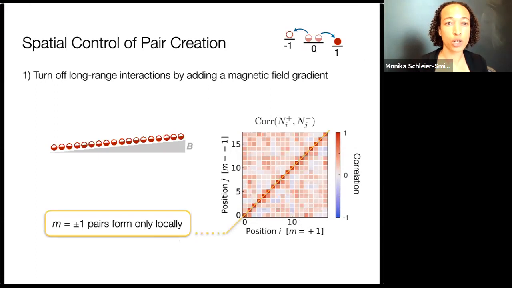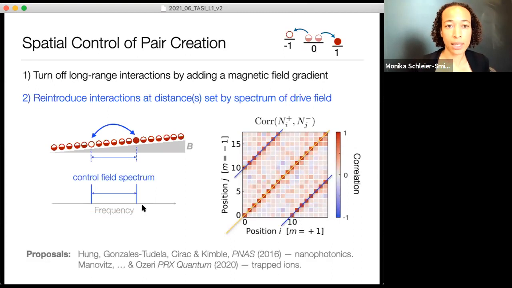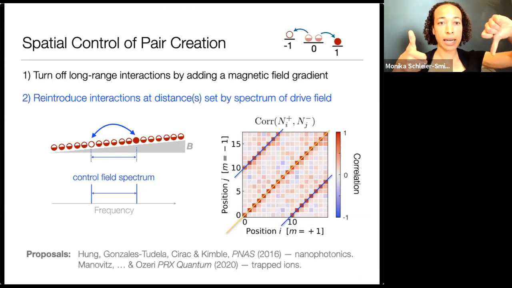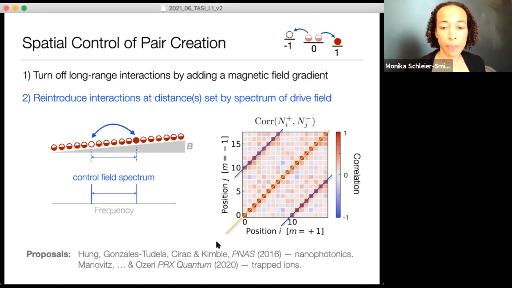And now what we're going to do is controllably reintroduce it at some distance that we get to pick. The way that we do that is, we had a control field that drives these interactions, but now we're going to send in 2 frequencies. By absorbing a photon of one frequency and emitting a photon of another, we can bridge the energy cost of creating a pair at a certain separation. So now when we measure correlations between +1 atoms and -1 atoms, you'll see correlations on the diagonal, but also at some distance that we can set by this frequency difference in our laser field spectrum. So we can turn on interactions at a specified distance.